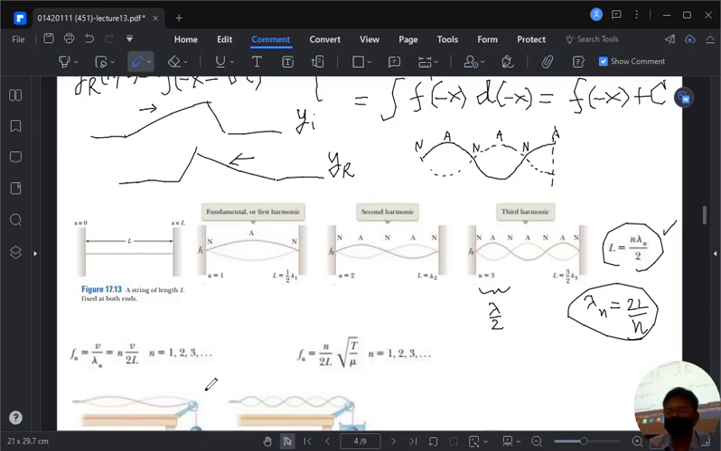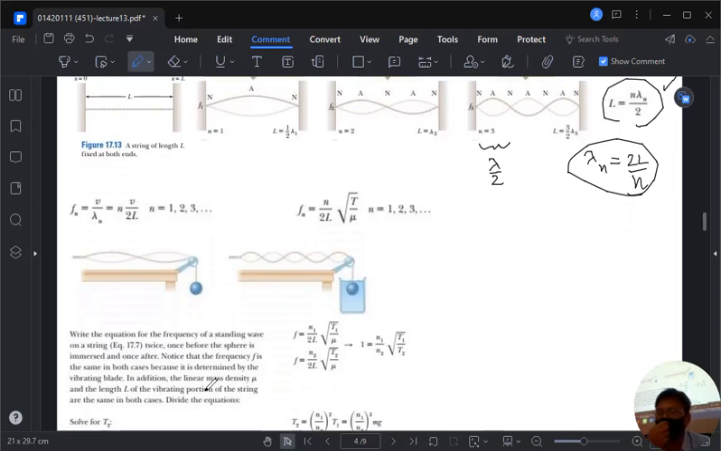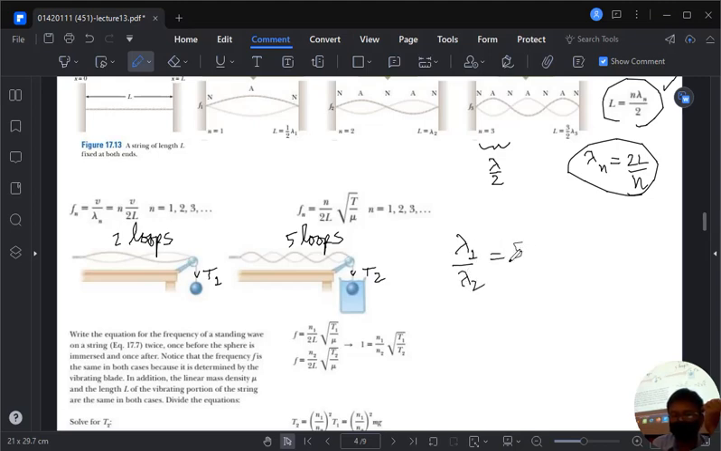You can have other situations. When you have a setting like this, you have one case without water, the other case with water. So the tension here is T1, the tension here is T2. This is 5 loops, this is 2 loops. So lambda 1 over lambda 2 is 5/2, right? You know why? Because it's equal to 2L over 2 over 2L over 5, right? So it comes to 5/2.